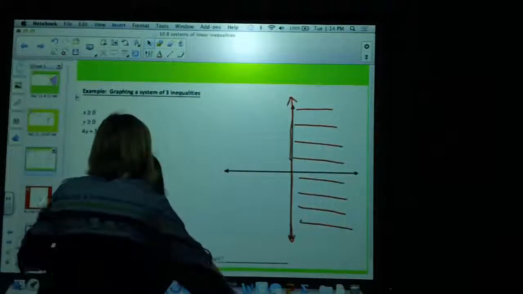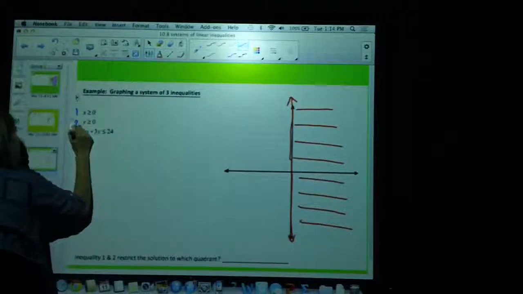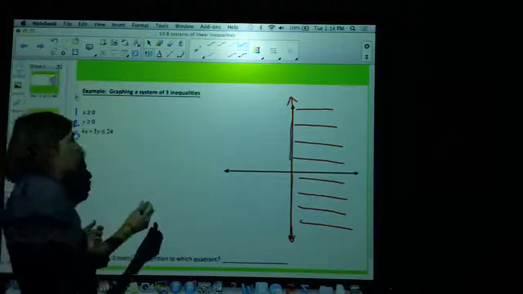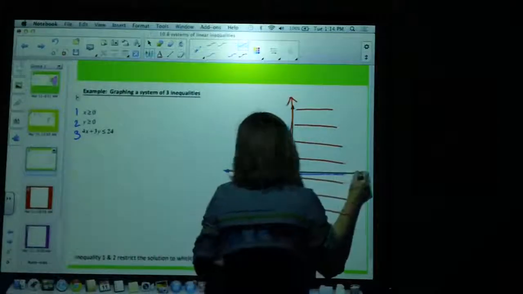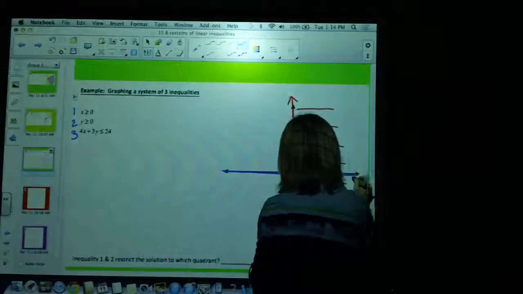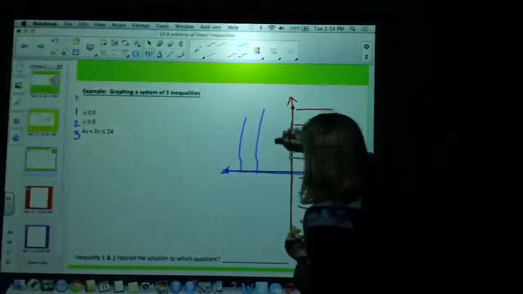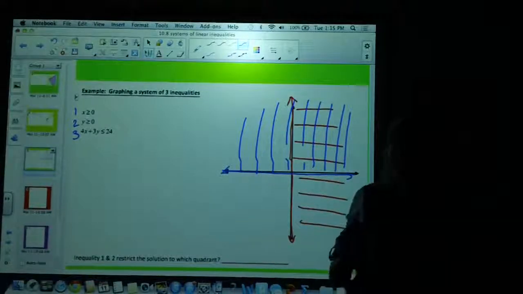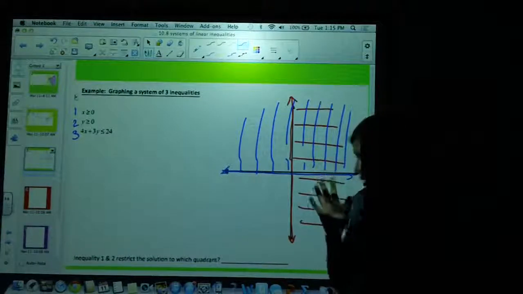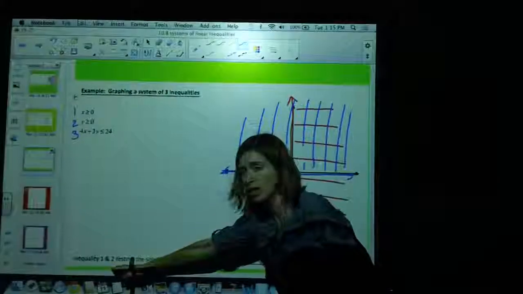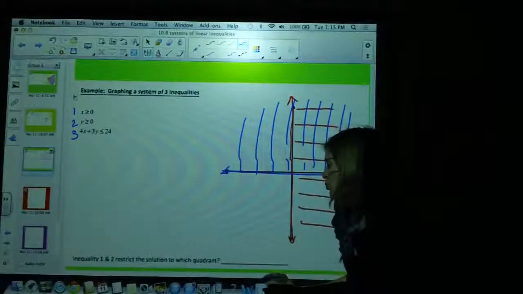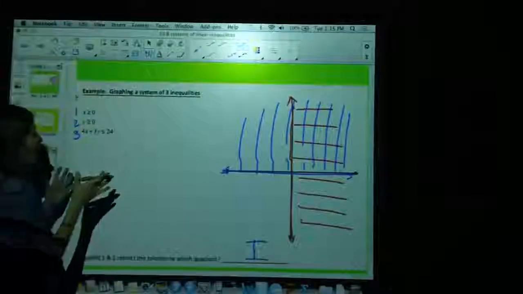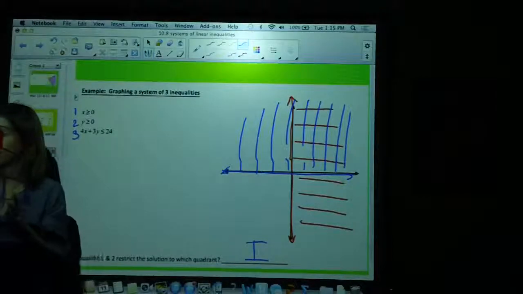My second line is what type of line, Emma? Horizontal line at 0. And it wants y is greater than as well, so that's going to be above. Who can tell me right now which quadrant the overlap is? Quadrant 1. Inequalities 1 and 2 restrict the solution to which quadrant? Quadrant 1. Excellent, Cole.